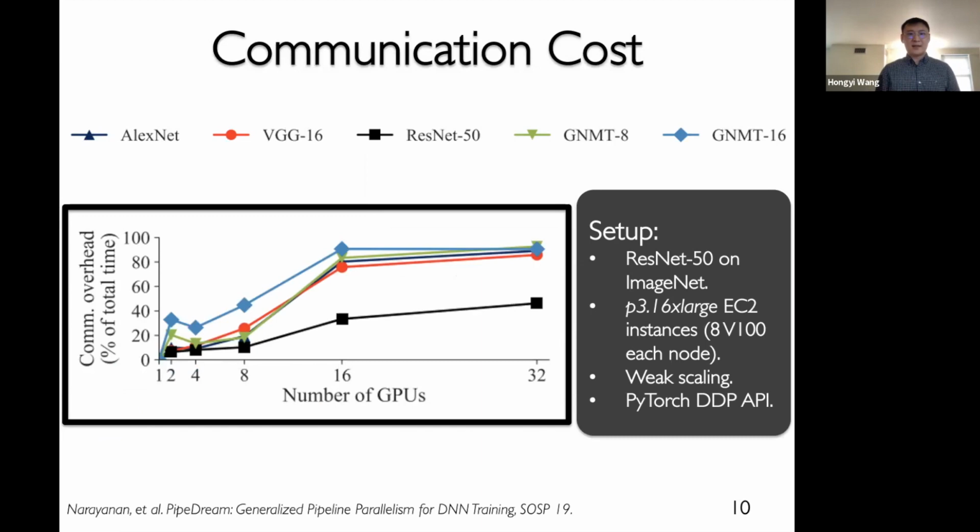I borrow a result from one SOSP paper in 2019 from Stanford. What they measured here is that the x-axis is the number of GPUs in your cluster, and the y-axis is the communication overhead, measured by the fraction of communication time taken for the entire iteration. You can see that as your cluster grows reasonably large, let's say 16 or 32 GPUs, communication starts to dominate the entire iteration time. So what's really pushing you backward from attaining linear scalability is the communication you have to incur in data parallel distributed training.